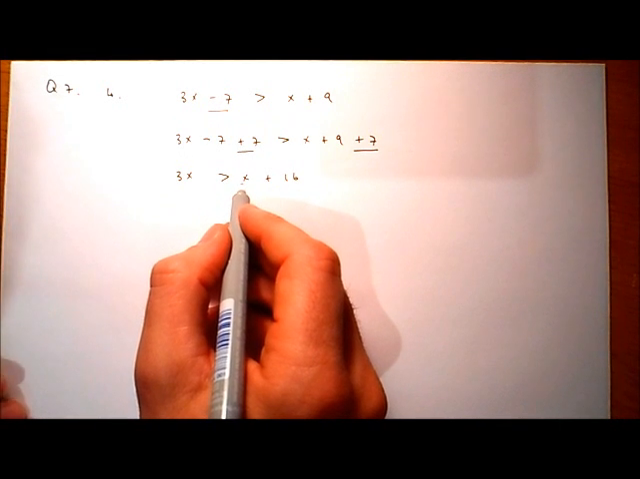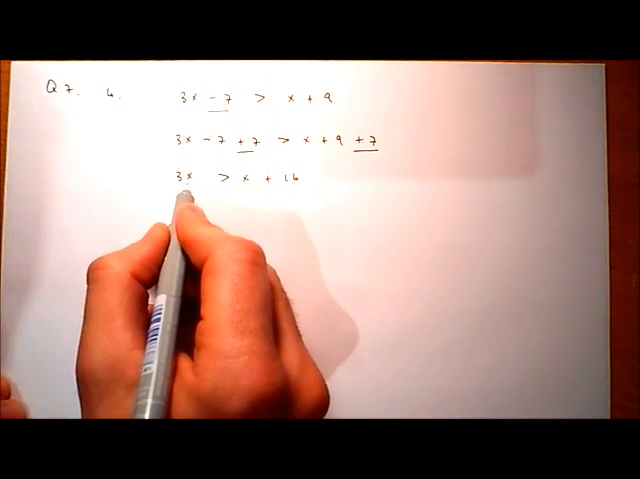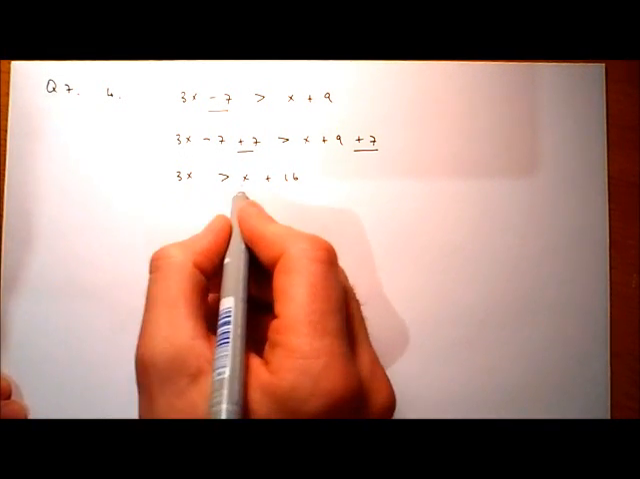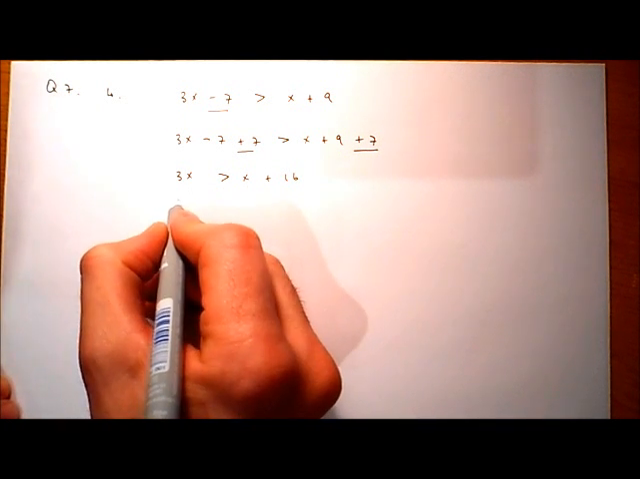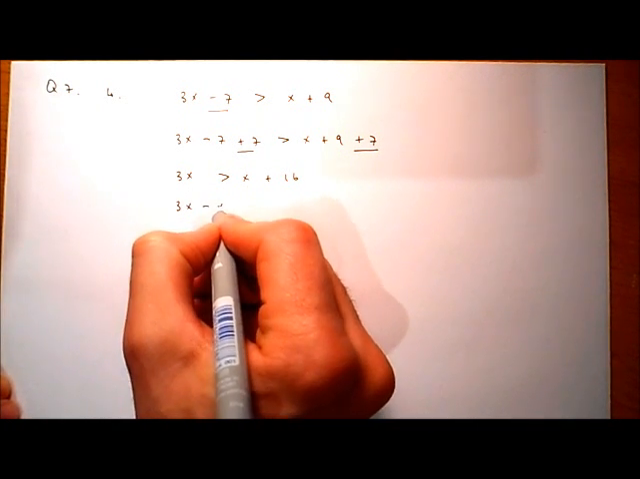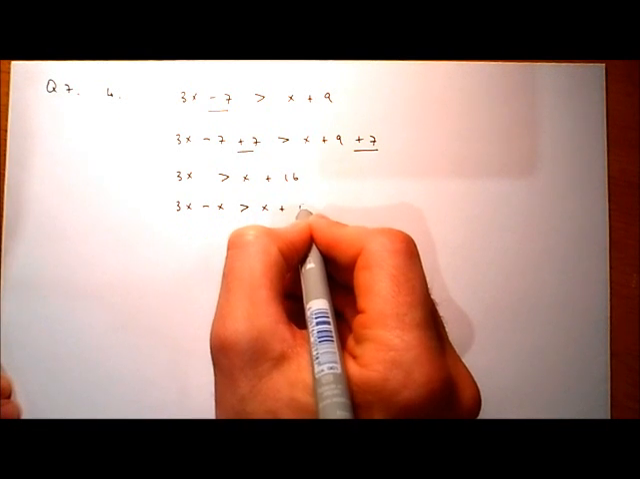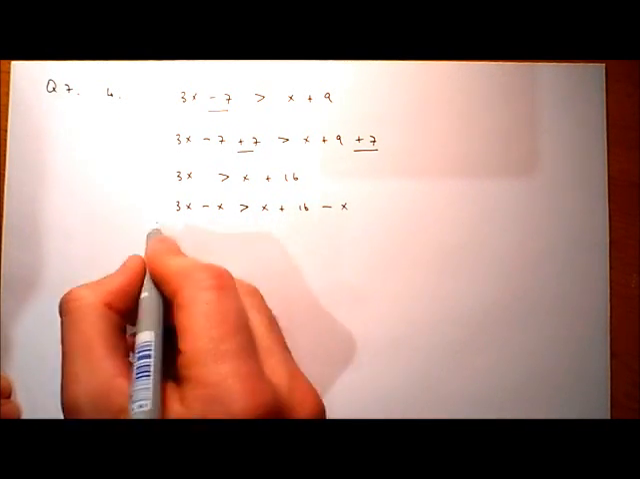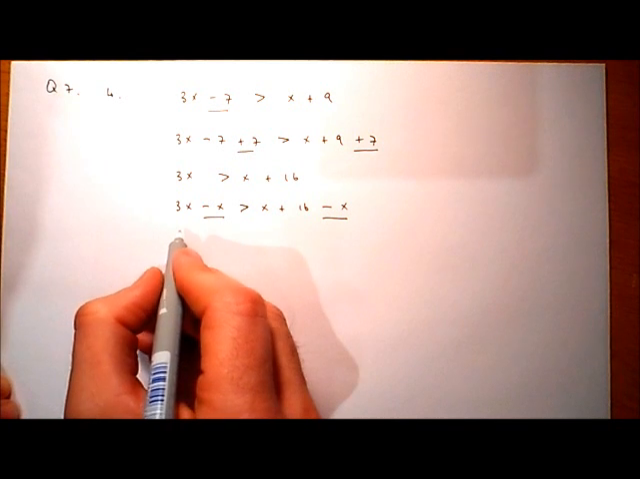Now I want to get x by itself, so I don't want that x over there. I'm going to bring it over here and have it on this side. So I'm going to subtract x from both sides. I'm going to rewrite 3x minus x is bigger than x plus 16 minus x. I'm just doing the same thing to both sides. Here I'm taking away x.